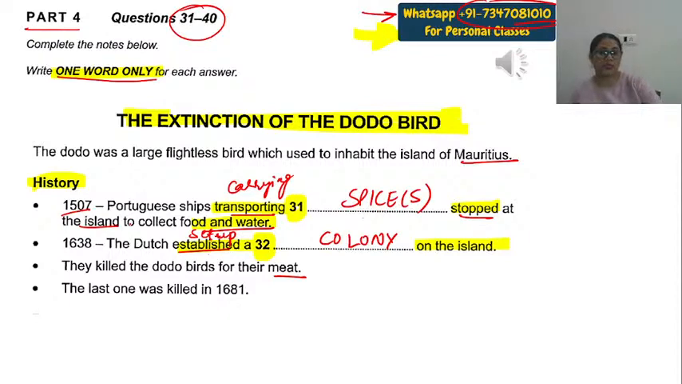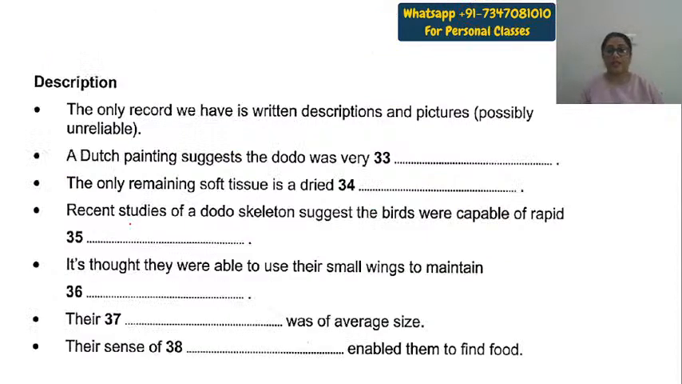Okay, let's move to the next Part 4. So we have next 33 until 38. Let's read these questions quickly. They're talking about the description. The only record we have is written descriptions and pictures possibly which are unreliable. A Dutch painting suggests the dodo was very dash. So there is a Dutch painting which tells what the dodo was like. The only remaining soft tissue is a dried dash. The only tissue that remained was a dried what? What tissue are they talking about?